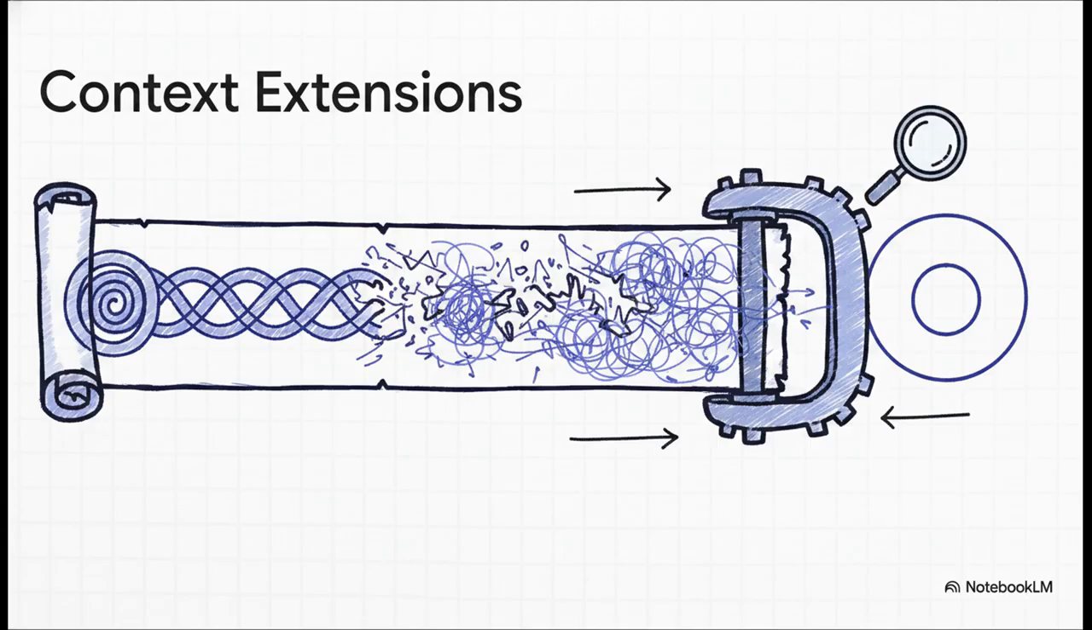To fix this and stretch these context windows to massive lengths, like 128,000 tokens, without retraining, engineers rely on advanced math like YaRN. YaRN explicitly segments frequency dimensions, dynamically scaling temperatures and frequencies so the model can perfectly recall a document that is literally hundreds of pages long.